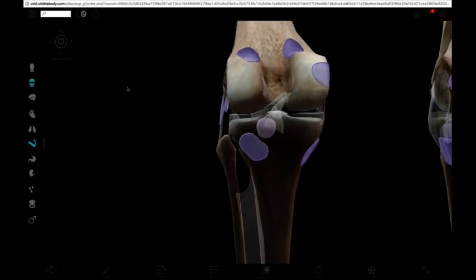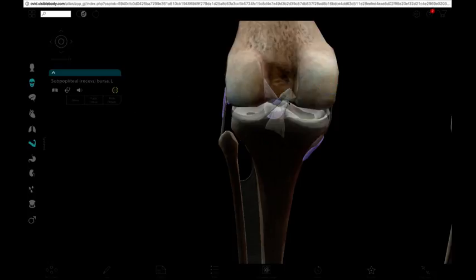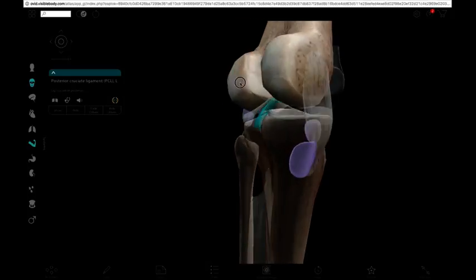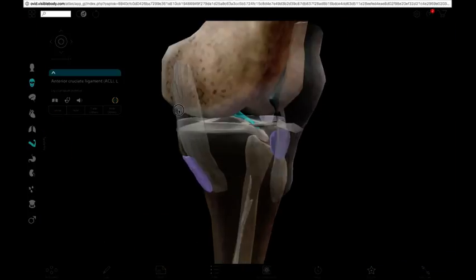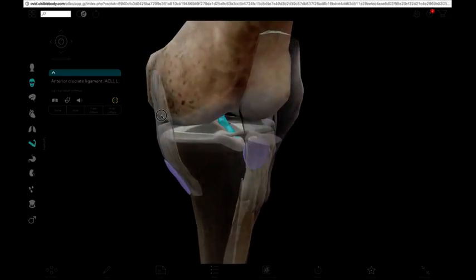Here you can see a posterior view of the knee. And yes, we have a number of these bursa. We're going to hide those so you can appreciate the knee here. Right here you can see the posterior cruciate ligament. See, it's posterior. And then there you see the anterior cruciate ligament. Notice how it's attached to the front, and notice how those ligaments actually cross within the knee.